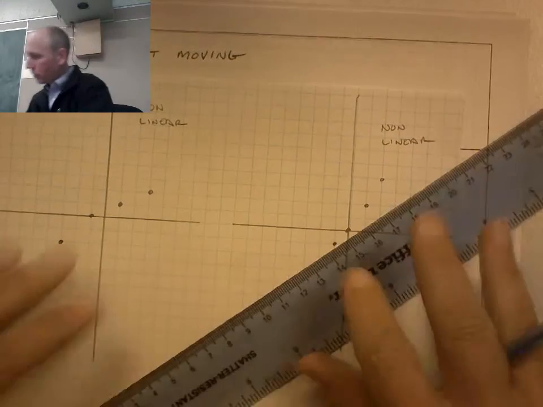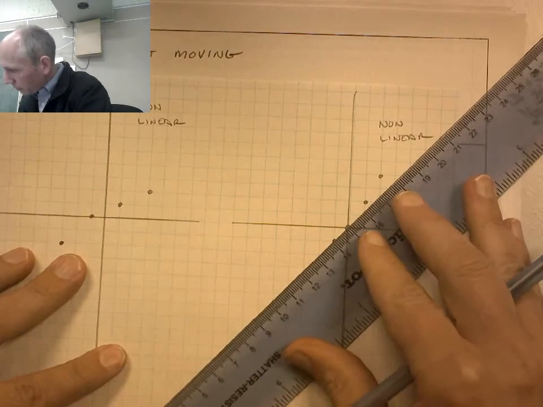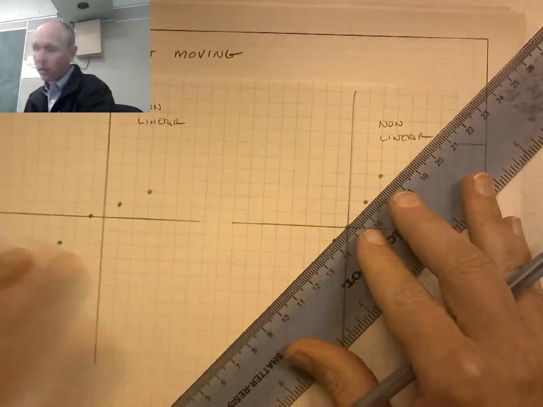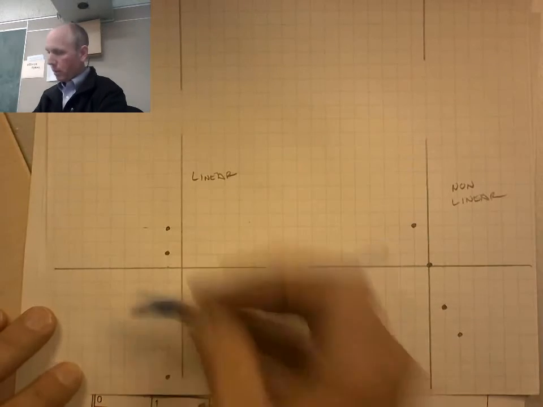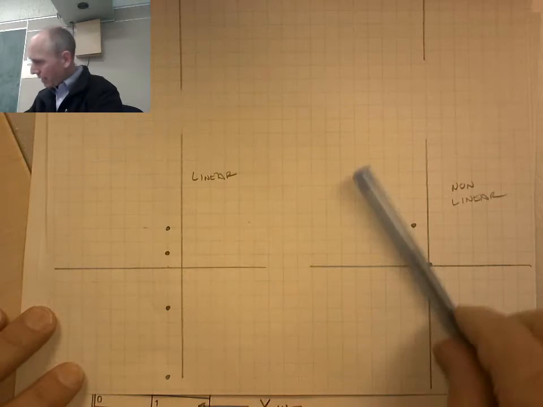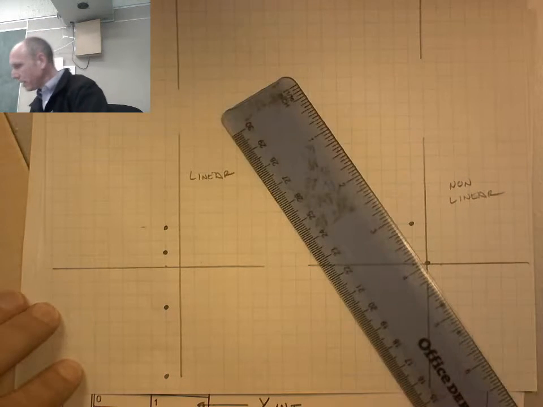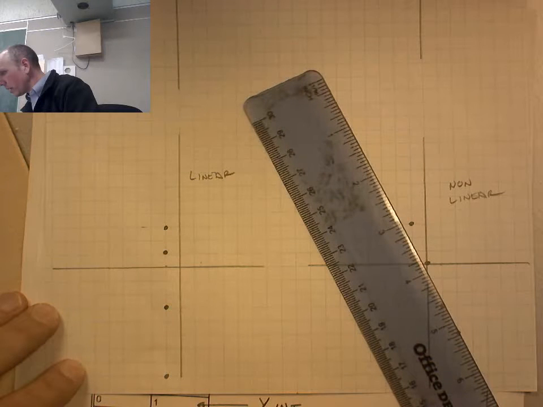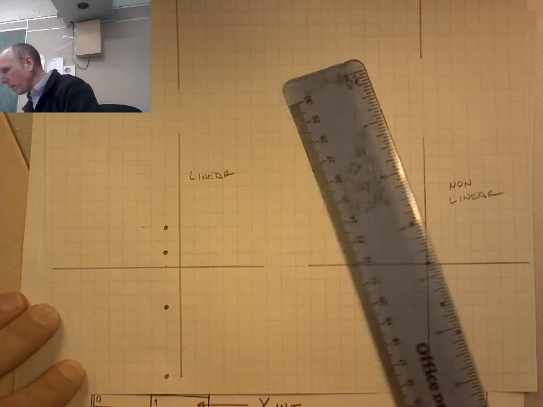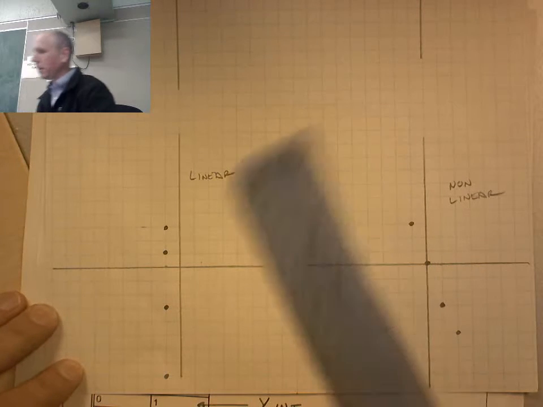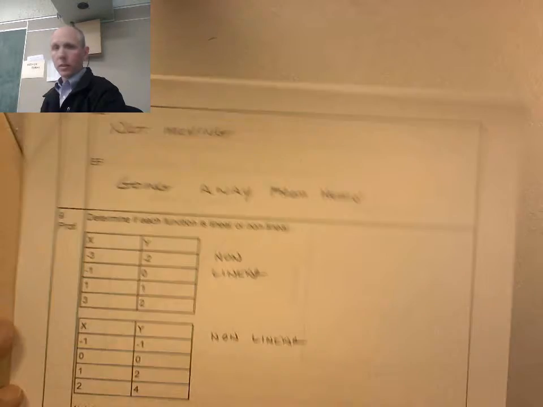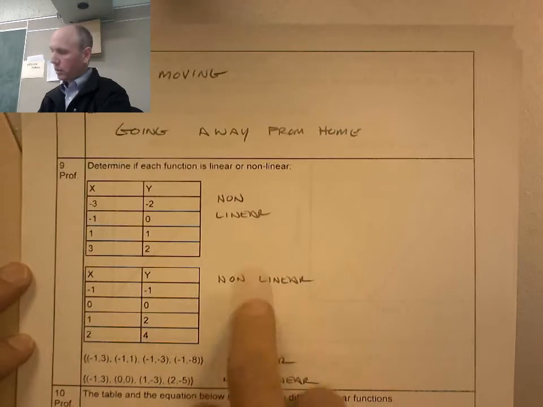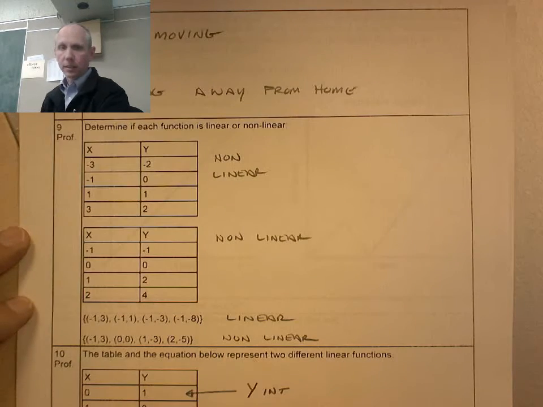Let's put a ruler on that. This one right there. That's not linear. But this one, yep, that's linear right there. And this guy, it's hard to see, but no, that's not. If I line those up, is that making a straight line all the way through? Nope. That's not linear. So the only one that is linear is that third one. So nonlinear, nonlinear, linear, nonlinear.